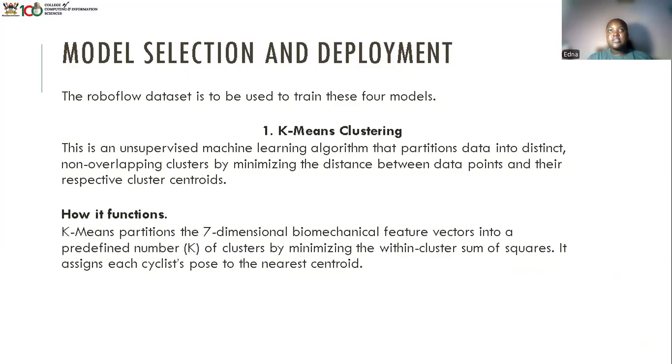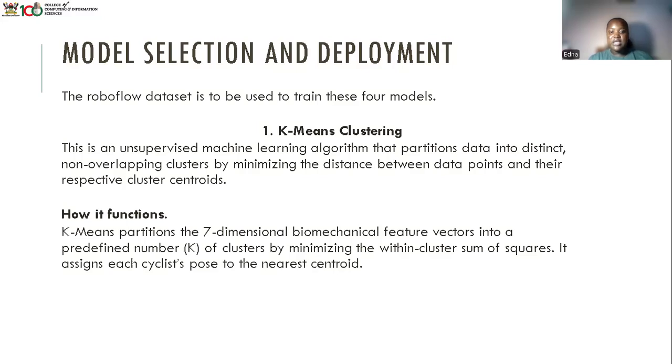Our project initially has two datasets, the first one being the UCF101 dataset containing the biking video clips, and the other being the Roboflow dataset containing the still images of cyclists in varied environments. This is the dataset I'm going to be using today to train my four models.